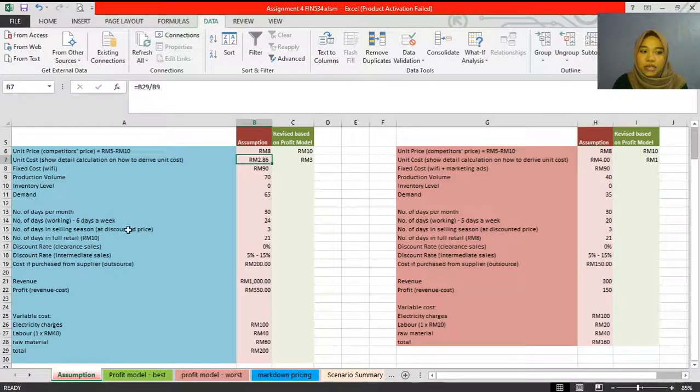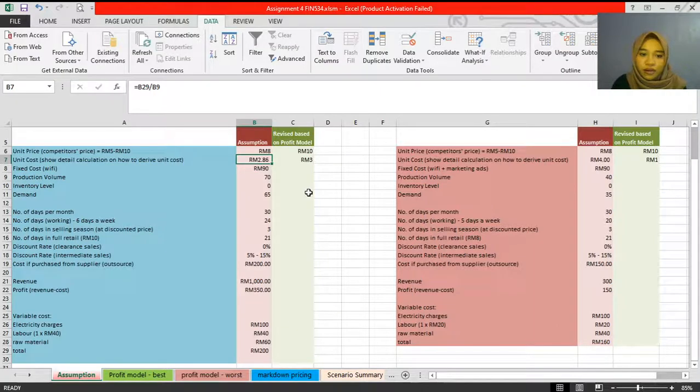For the number of days I am selling at full retail, it is 21 days, and for the other 3 days I will sell at a discounted price. Usually I sell at a discounted price at the end of the month, because I don't want any inventory for the next month. That's why my inventory level is 0.